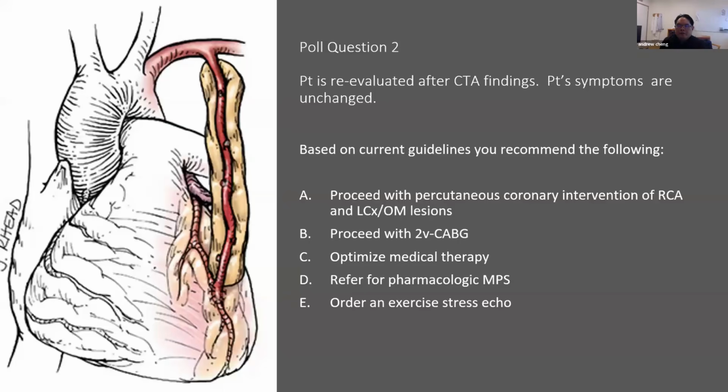So in this patient, the correct answer is C. He's not on any antianginals. He hasn't been optimized with medical therapy yet. So we would recommend trying medical therapy first. And if they're continuing to have symptoms, then you can consider revascularization via PCI.